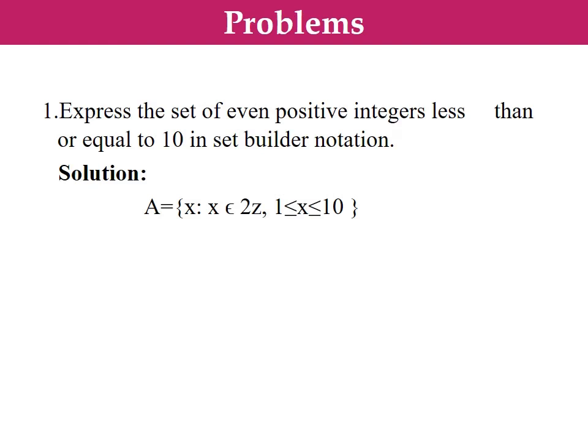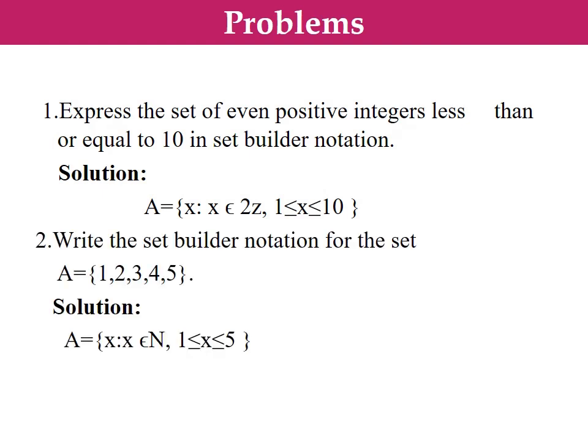We'll discuss one problem on this method. Express the set of even positive integers less than or equal to 10 in set builder method. We may write A is equal to the set of all x such that x belongs to 2Z, because they are given even positive integers, therefore it is written as 2Z, and less than or equal to, therefore x lies between 1 and 10, right? Here is another example: write the set builder notation for the set A is equal to 1, 2, 3, 4, 5. It starts from 1 and ends at 5. So this is obviously natural numbers, so we may write this using set builder.